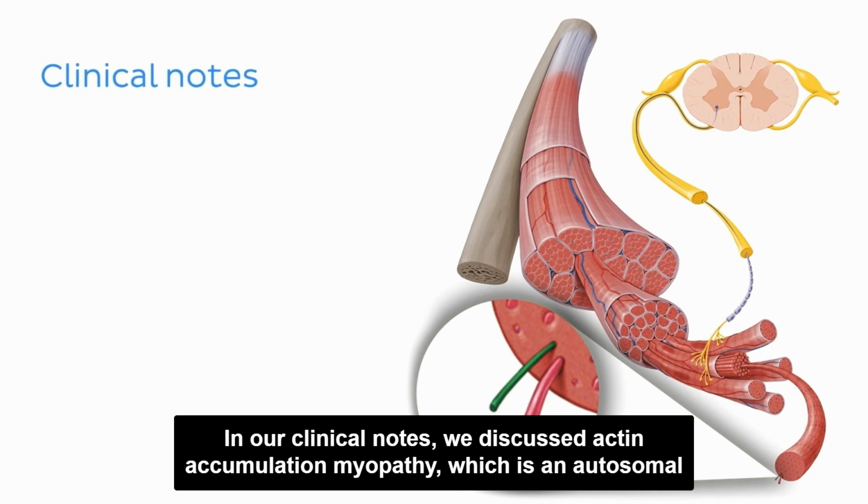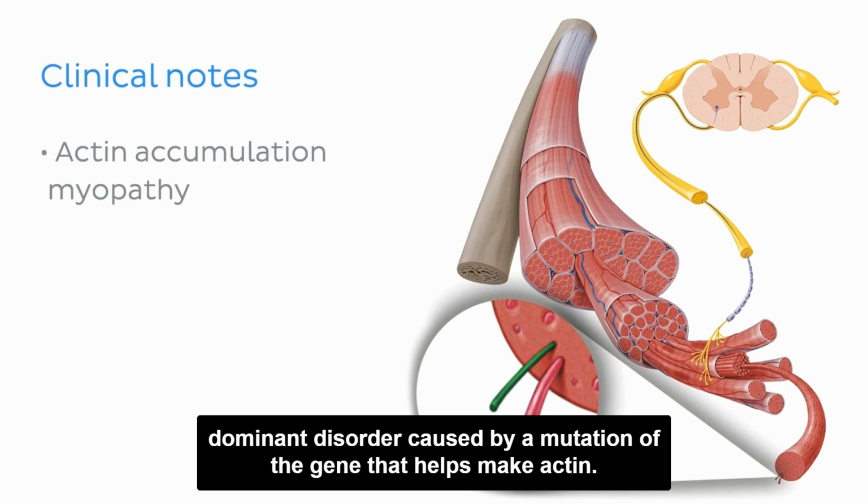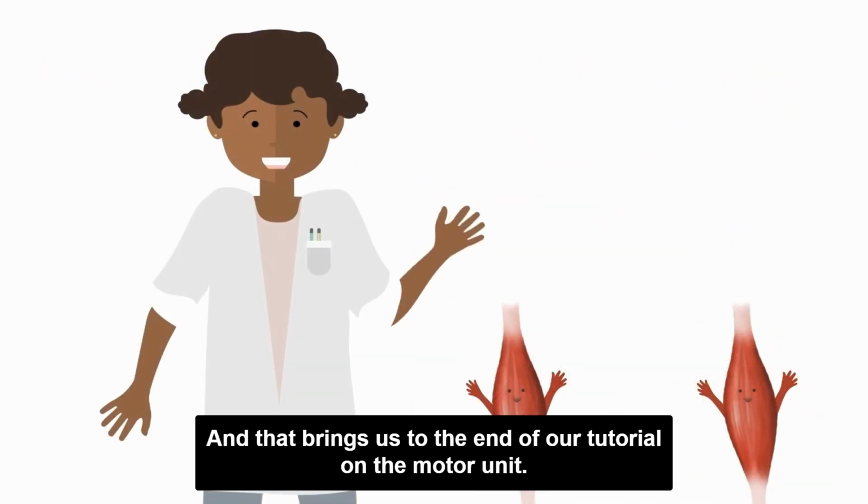In our clinical notes, we discussed actin accumulation myopathy, which is an autosomal dominant disorder caused by a mutation of the gene that helps make actin. And that brings us to the end of our tutorial on the motor unit.